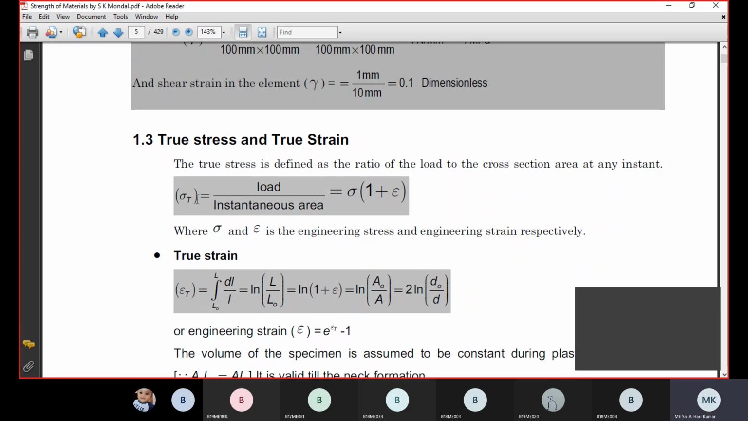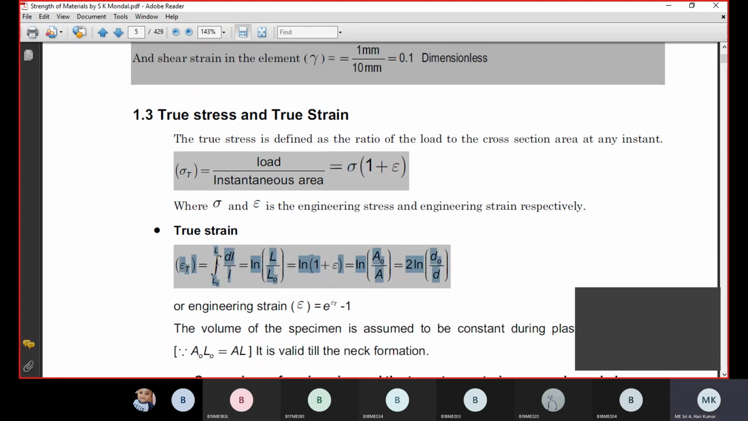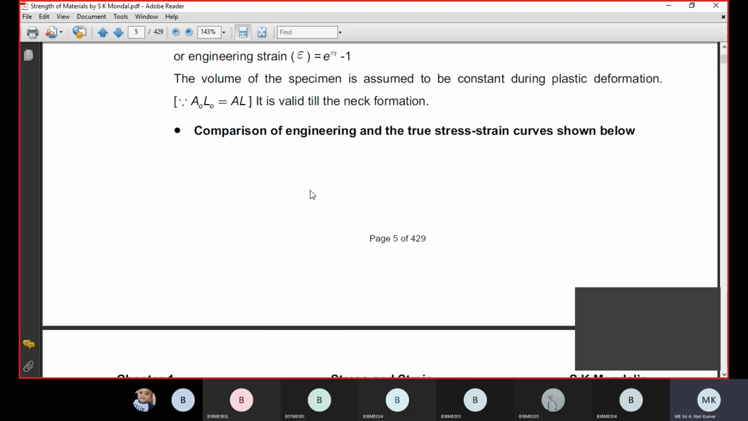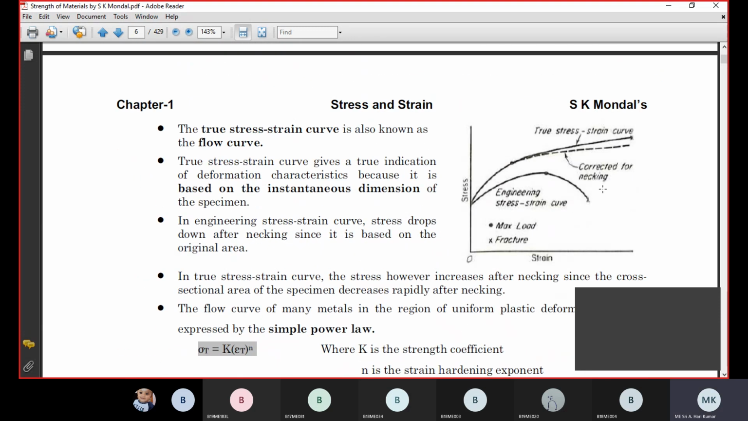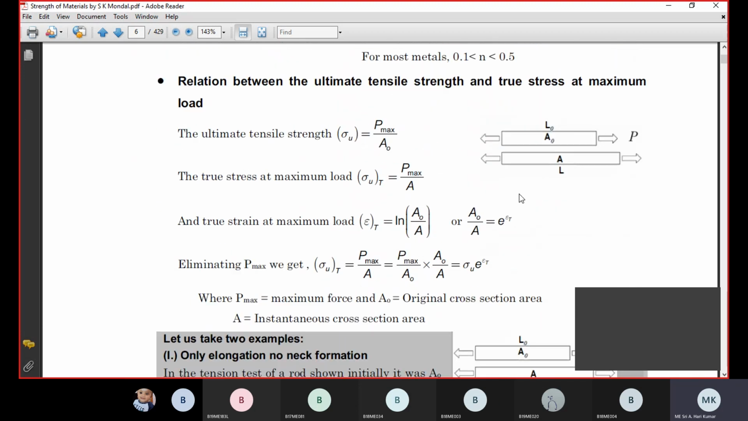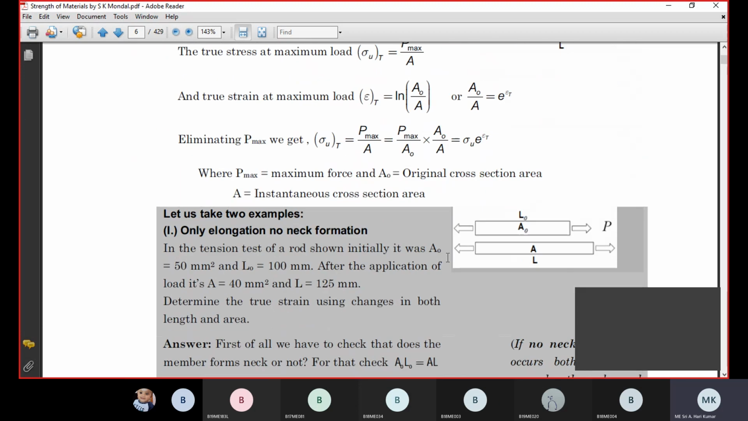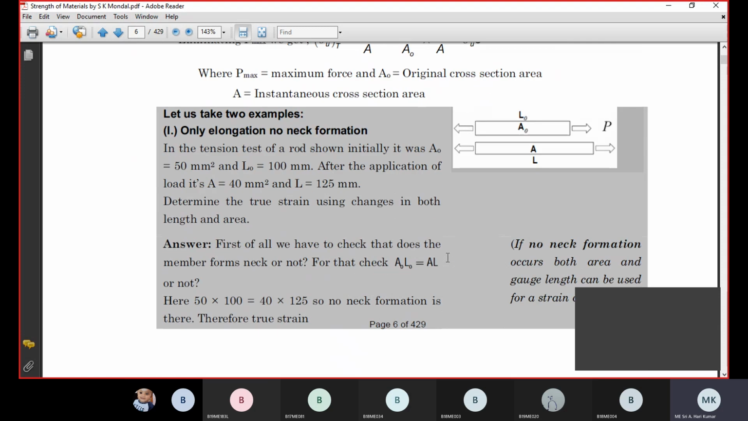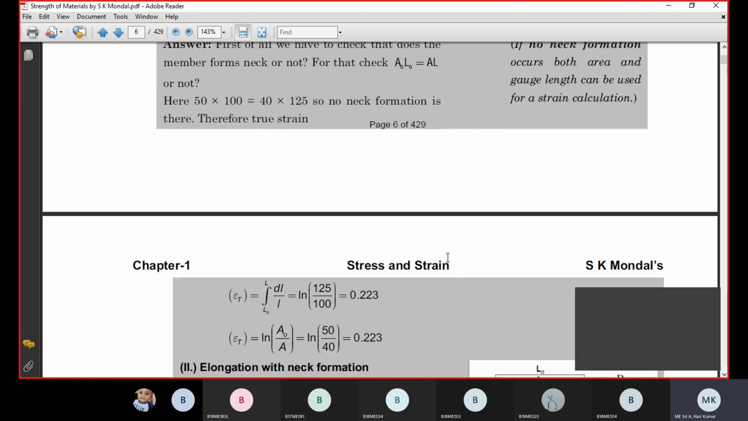How do we link up true stress with engineering stress? Again, true strain with engineering strain. These are the only new things I feel we have learned, other than what we have already learned in the regular course. True stress and true strain connected with engineering stress and engineering strain. So remember these expressions, very important. And we have already seen these curves: the true stress-strain curve and the engineering stress-strain curve. And how do we relate the ultimate tensile strength? How do we relate when there is necking, and when there is no necking? We have seen this with the help of some examples.